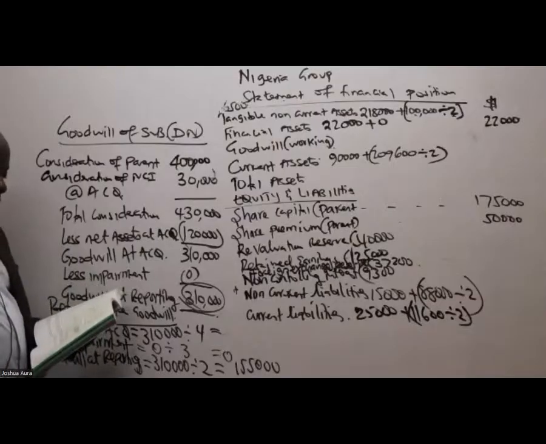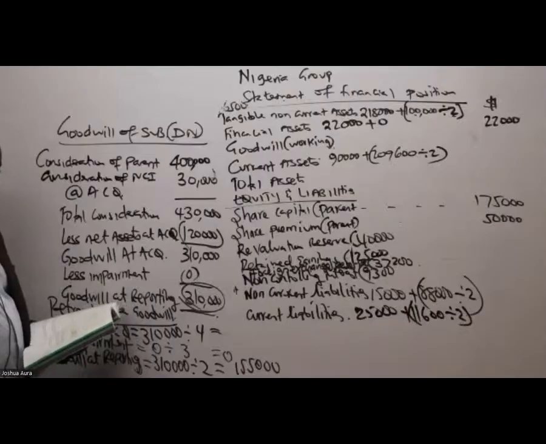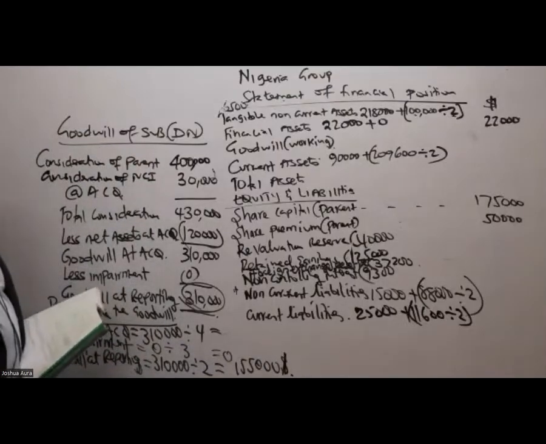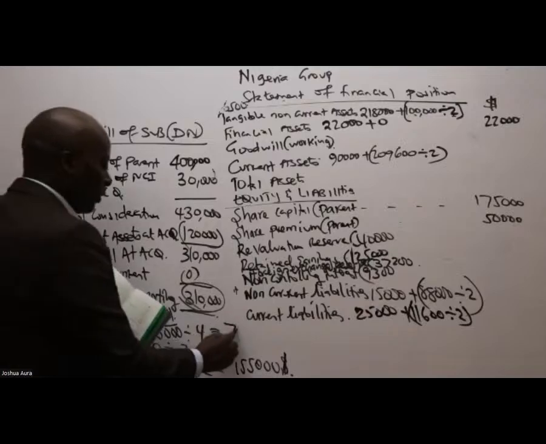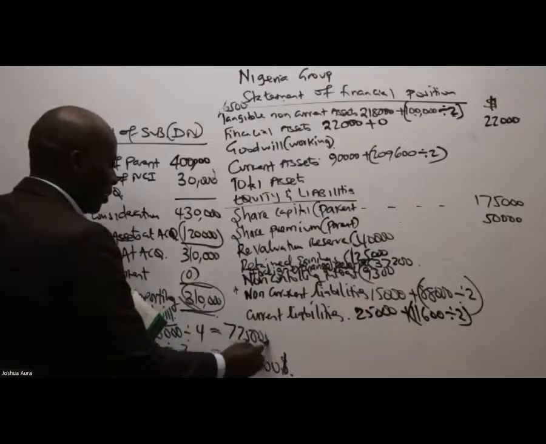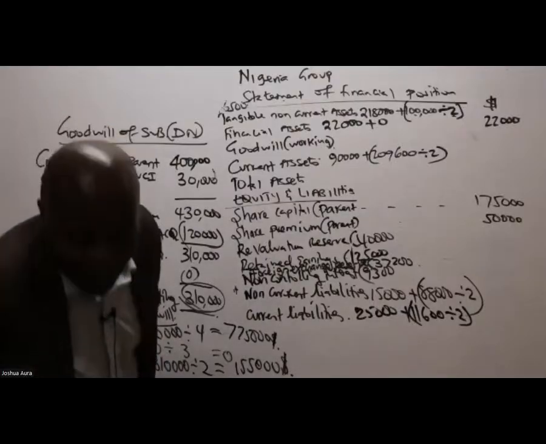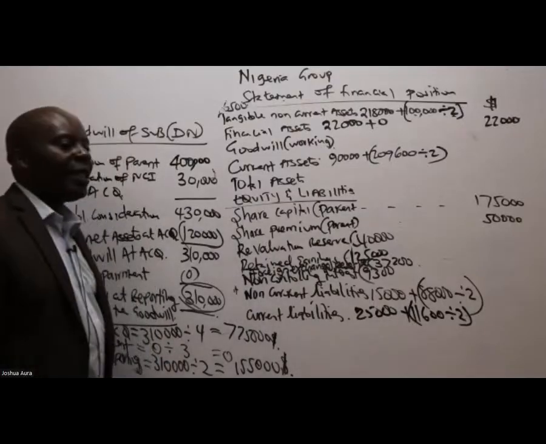310,000 divided by 4. These are dollars, remember now. These are dollars, we are retranslating them. So 310,000 divided by 4 gives me $77,500. So just like we did with net assets, now go ahead and give us the group exchange difference.